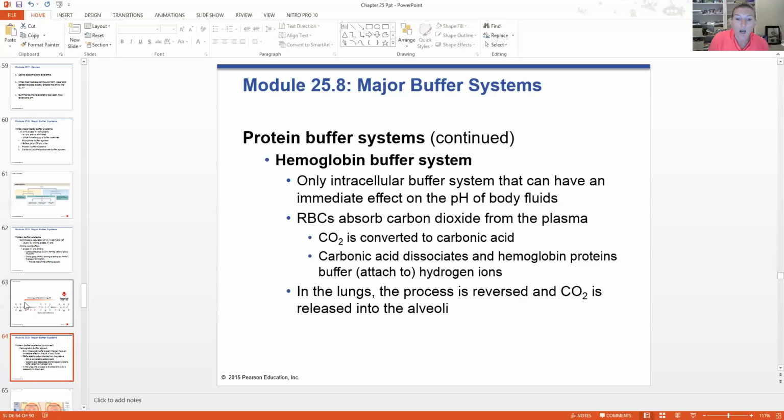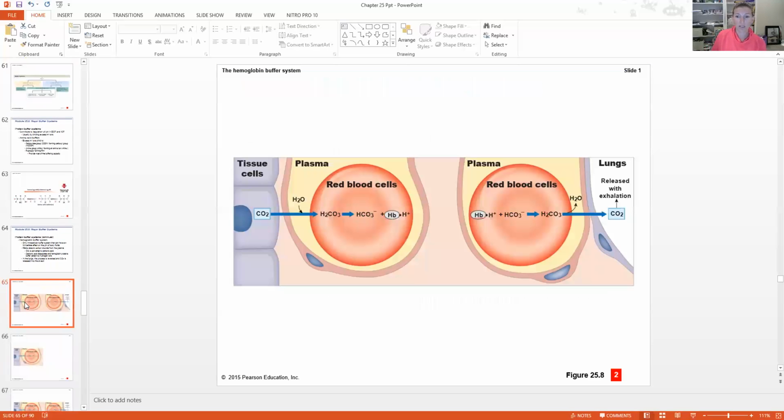Okay. In the lungs, the process is reversed to release that carbon dioxide into the alveoli and get it out of the body. Here it all is, right? Here you have our tissue cells releasing carbon dioxide into our blood plasma, our red blood cells soaking up that carbon dioxide, converting it into carbonic acid and bicarbonate, and then the extra hydrogen ion from the carbonic acid is being absorbed by the hemoglobin. So hemoglobin is acting as a buffer inside of our red blood cells.